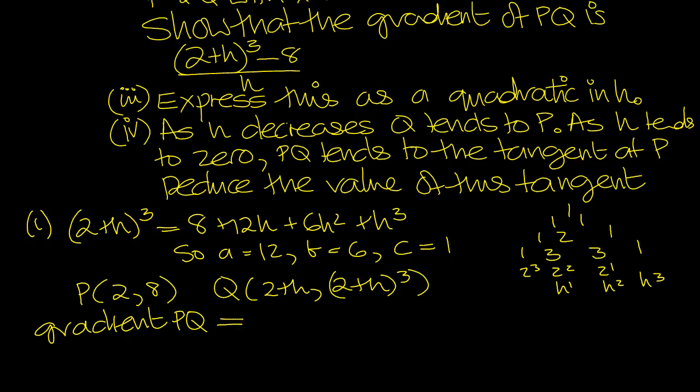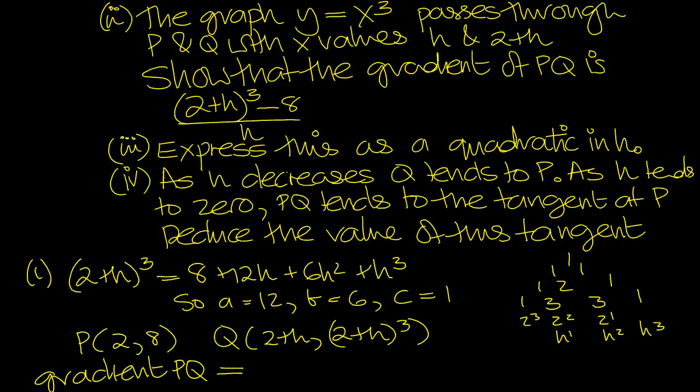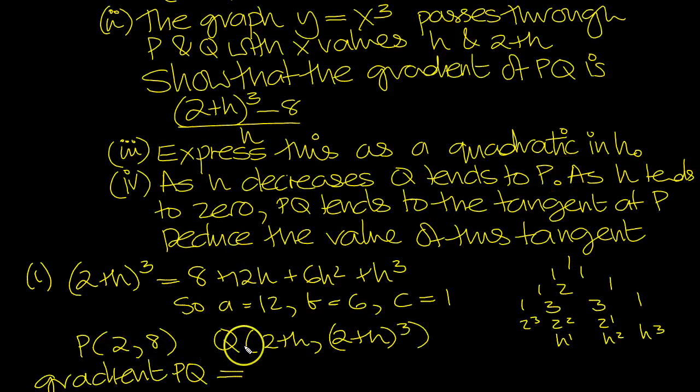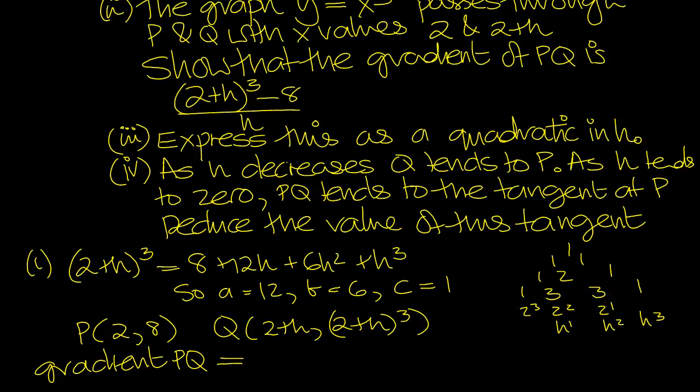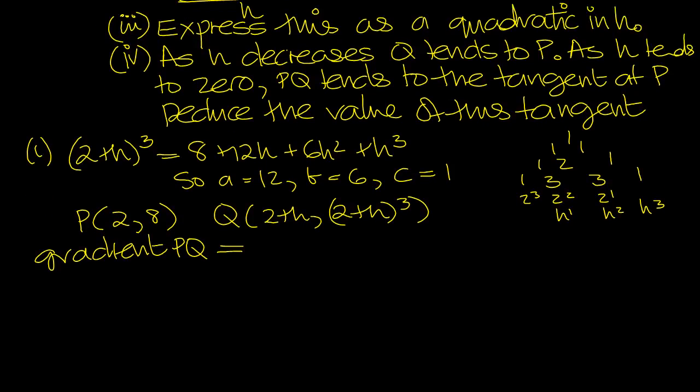Let's just go back and check the question's okay. Oh, P was 2, wasn't it? Sorry, this is meant to be 2. It should say 2 in the question, I'm sure. And we've got that. Okay, show that the gradient is that.